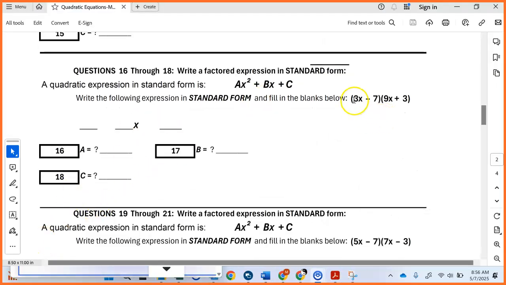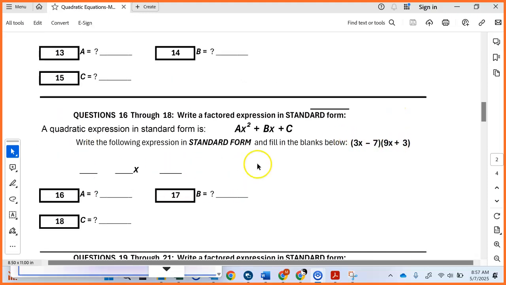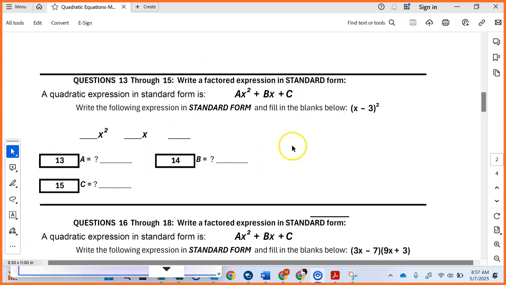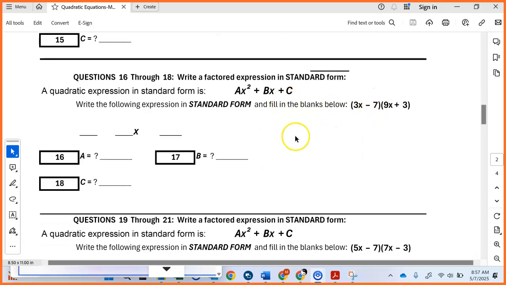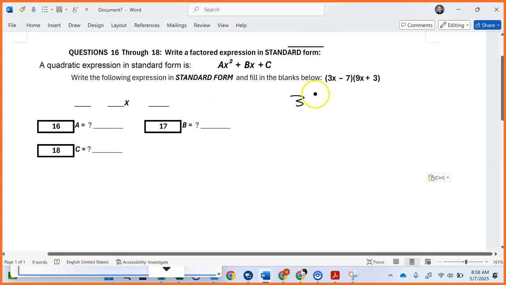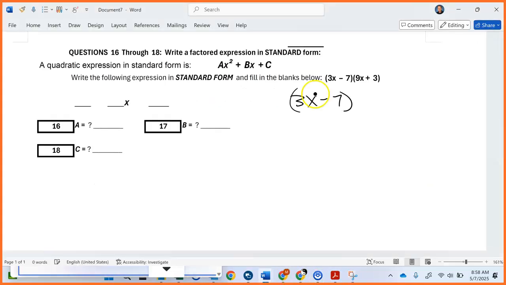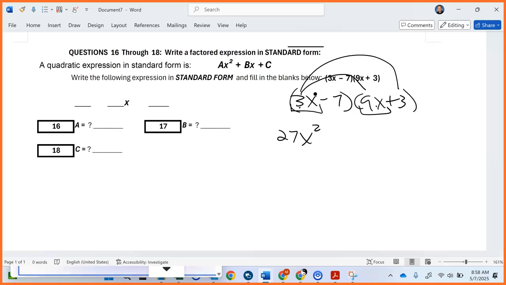Okay, so now let's do one here. Now we have numbers, not just x minus 7, but 3x. I'll let you do that one, but let's go ahead and do this one here together, okay? So again, see, now we're going to do not only the x's, but the 3x and the 9x, okay? So 3x times 9x is 27x squared, okay? And 3x times that is 3 times 3x, so that's plus 9x, okay?